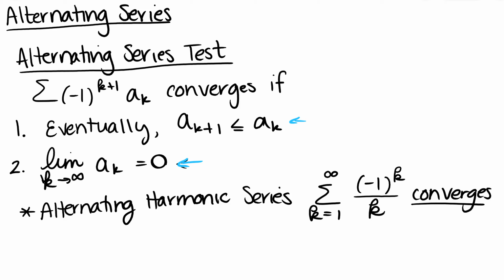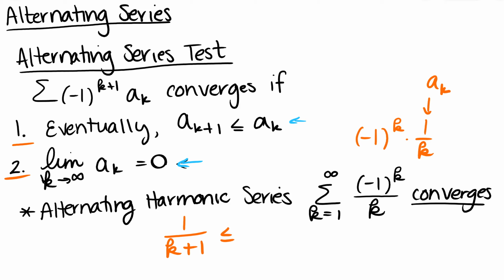Well, remember, it has to satisfy these two properties, right? So is a sub k plus 1 less than or equal to a sub k? Well, the a sub k here in this case, because we have a negative 1 to the k times 1 over k, this is my a sub k. Just trying to be consistent with what your book says. So is 1 over k plus 1, that would be the k plus 1 term, smaller than the term before it? And it is, right?